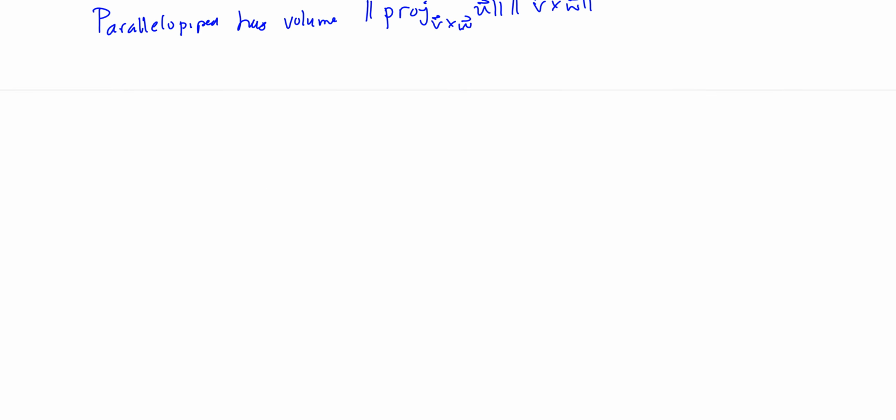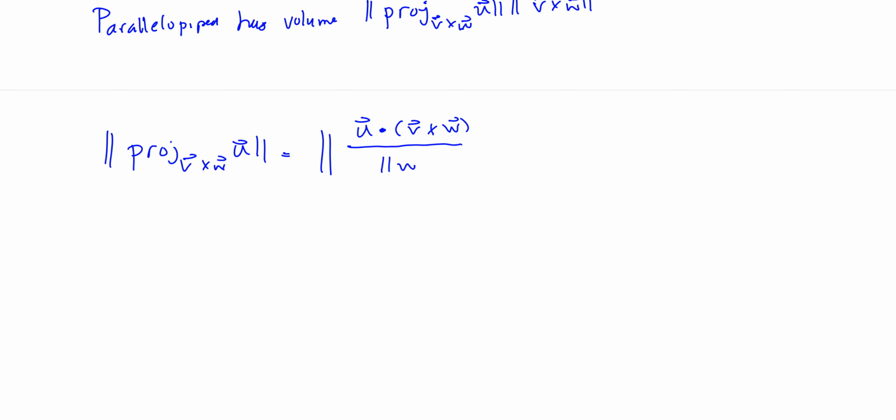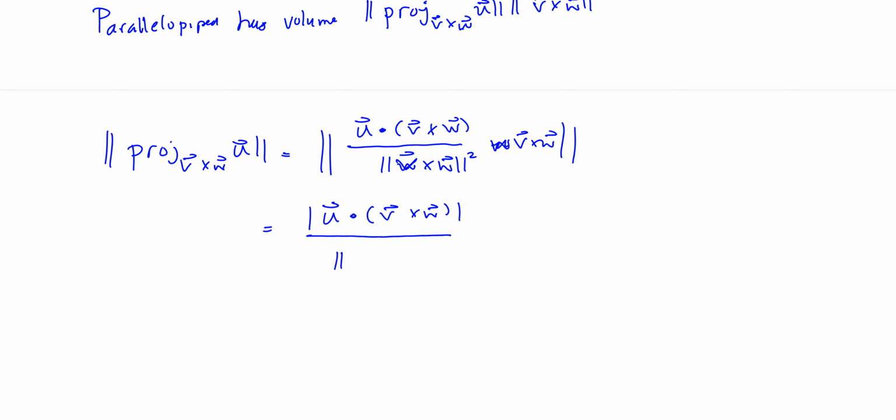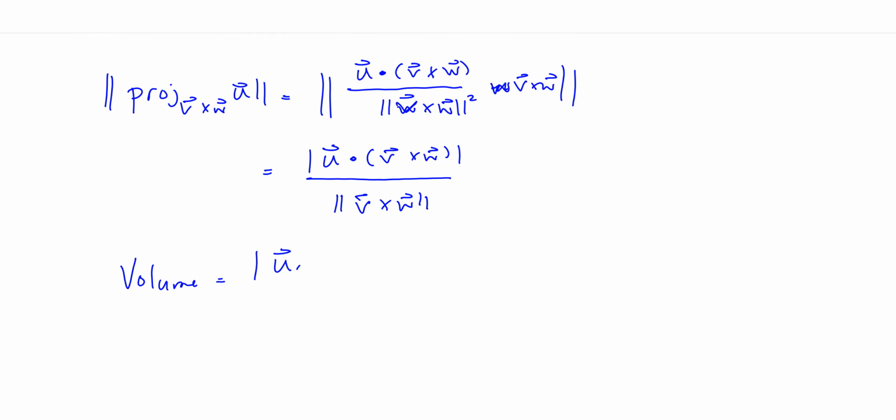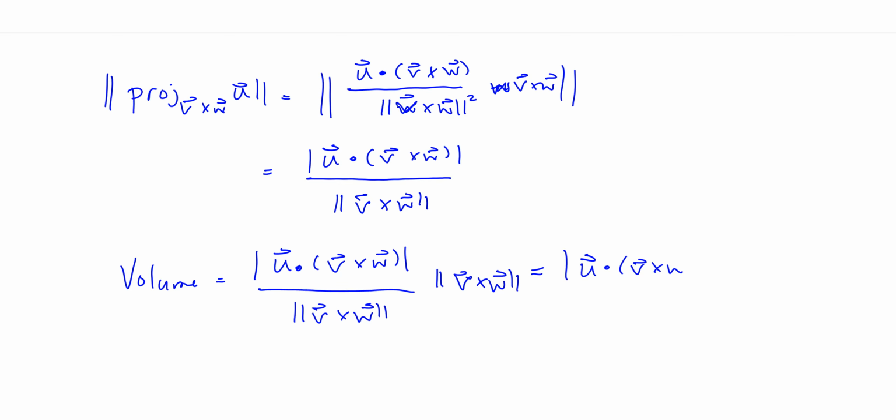Well, let's actually calculate a formula for this. The magnitude of the projection of u onto v cross w is the magnitude of u dot v cross w over the magnitude of v cross w squared, times v cross w. This is just our formula for the projection vector. If I take the magnitude of that, the top part is a scalar, so one of the v cross w's cancels, leaving a v cross w in the denominator. So my volume is the absolute value of u dot v cross w over the magnitude of v cross w, times the area of the base, which was the magnitude of v cross w. So this is just the magnitude of u dot v cross w.